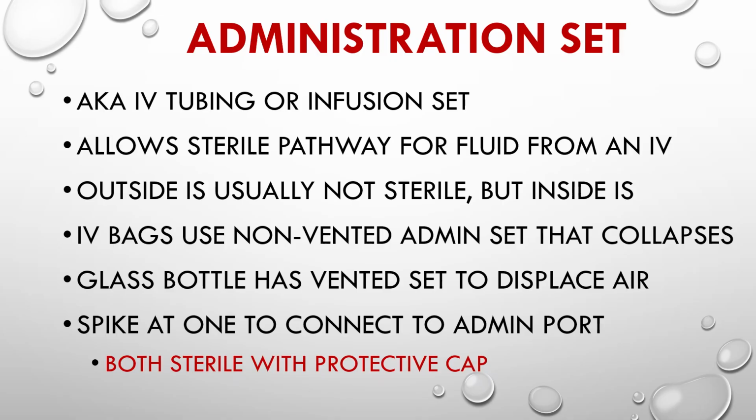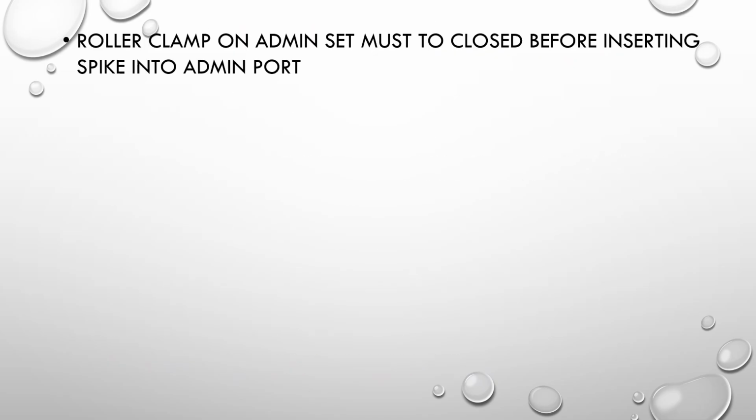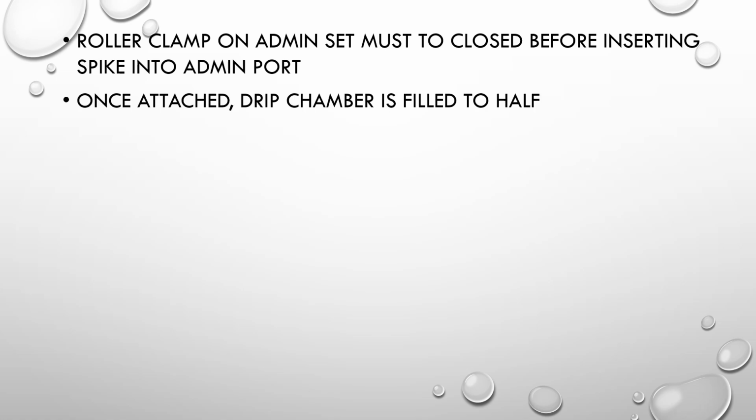And then what's called spiking, which is actually inserting a needle or something into that bag to get the solutions out. And then we connect it to the admin port. So both, again, are sterile and have that protective cap that needs to be removed. So then how does this happen? They have a roller clamp on the admin set. You want to make sure that's closed before you insert the spike into that administration port.